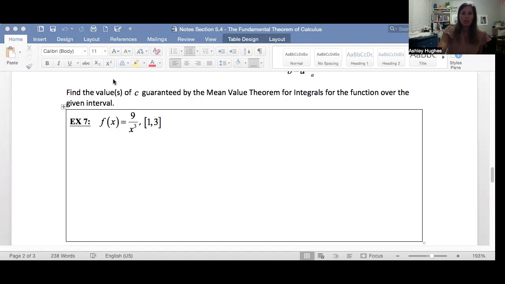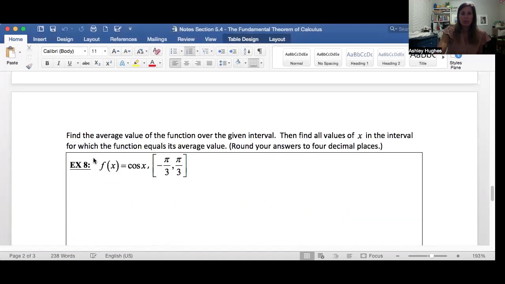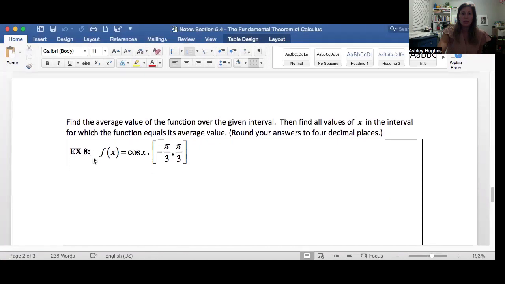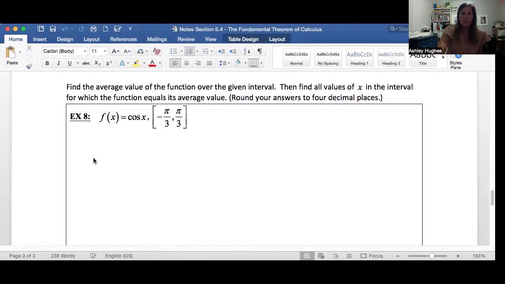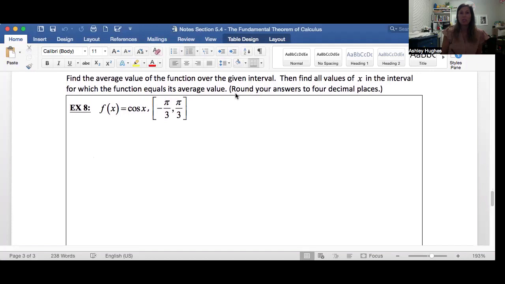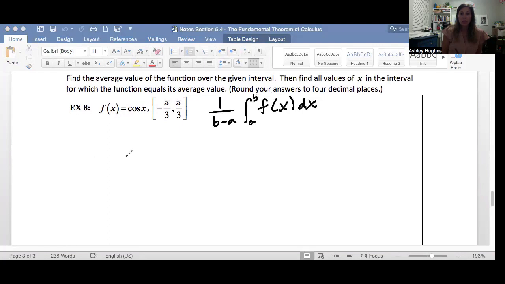Let's try another one. Same idea, find the average value of the function. When you see that phrase, you're going to do 1 over b minus a, the integral from a to b of the function. So 1 over, in this case, pi over 3 minus a negative pi over 3, so that's plus pi over 3, the integral from negative pi over 3 to pi over 3 of cosine of x.